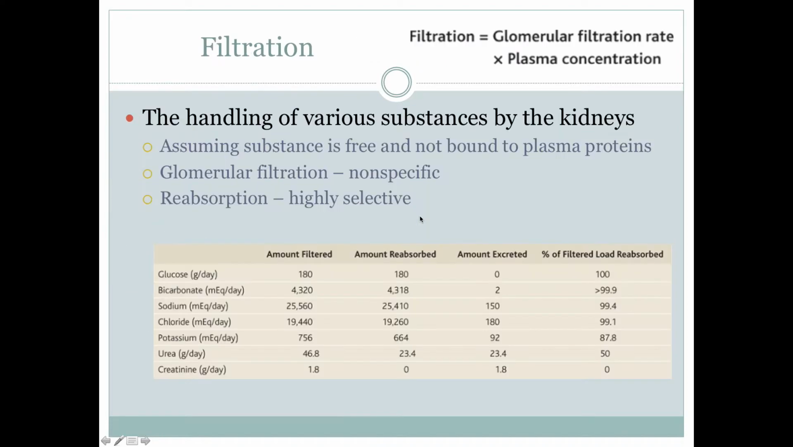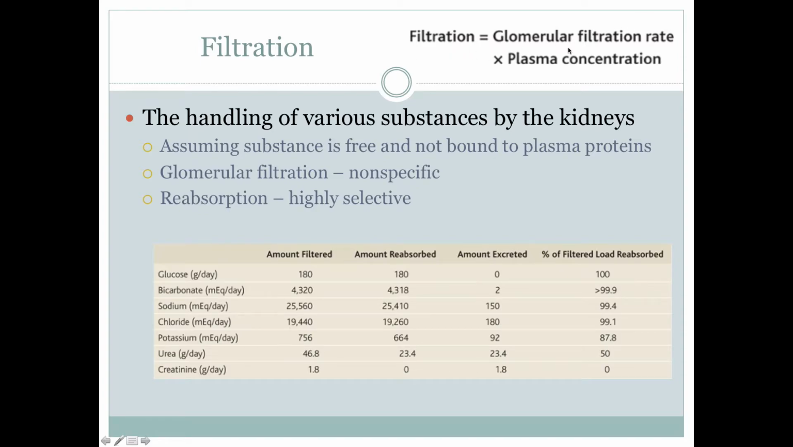But first, again, we're going to go through just these processes. So we've talked about glomerular filtration. We know it's non-specific. It's just governed by the size of whatever the substance is relative to the size of the fenestrations and slit pores in the glomerular capillaries.